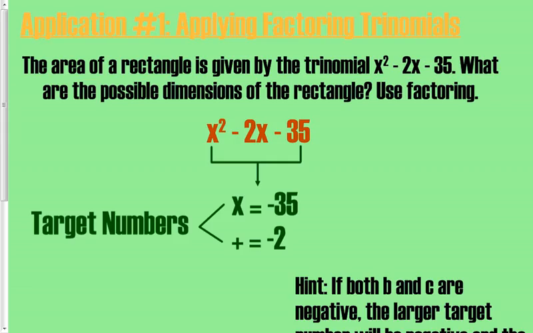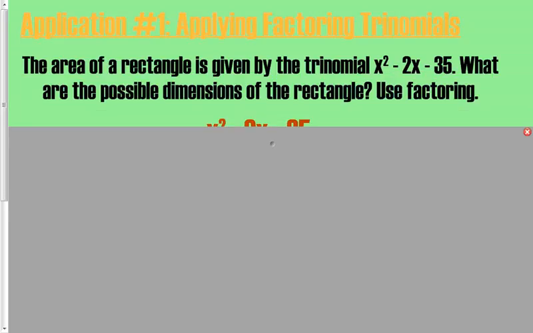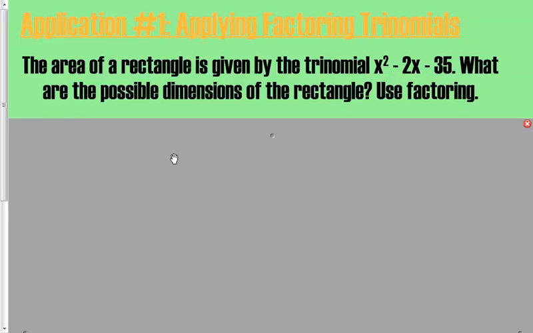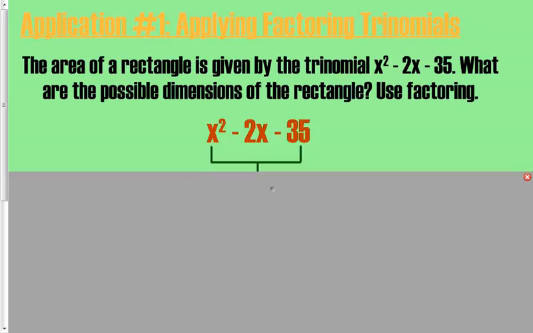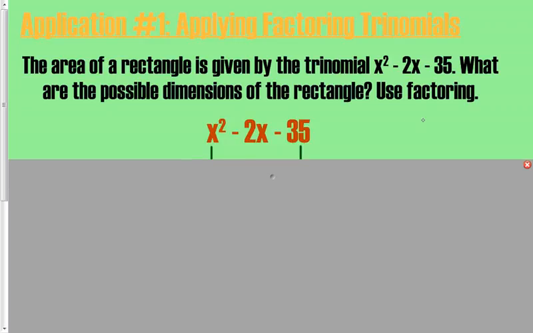Now, I do have a couple application problems here. Here's one. The area of a rectangle is given by the trinomial x squared minus 2x minus 35. What are the possible dimensions of the rectangle? Use factoring. So remember, when you're finding the area of a rectangle, a rectangle has two sides, and to find the area, you just find whatever the length times the width is. So we're finding the two things that multiply together to equal this. So we're going to factor it to find the two things.